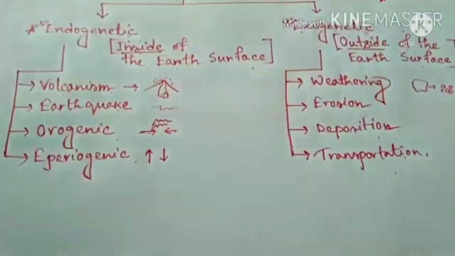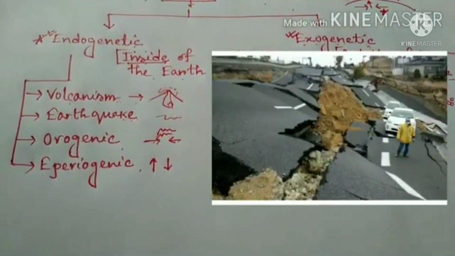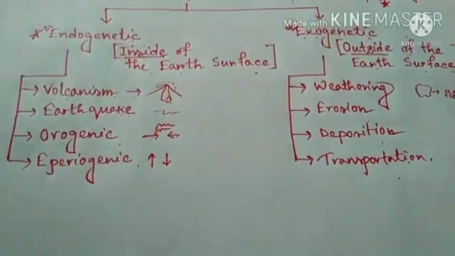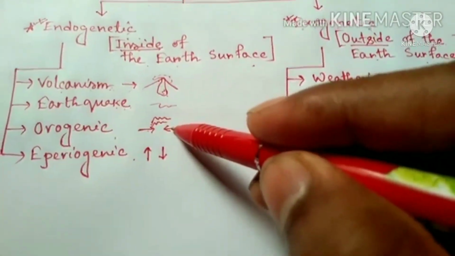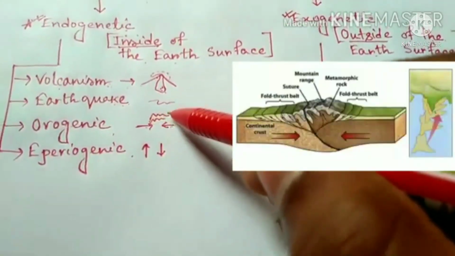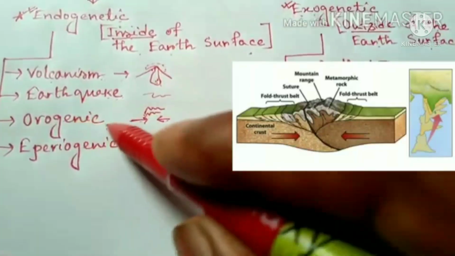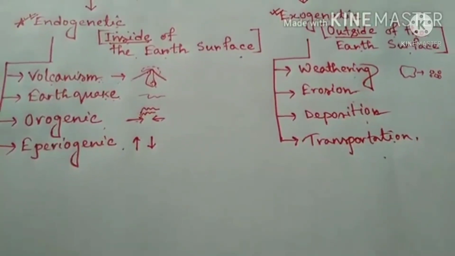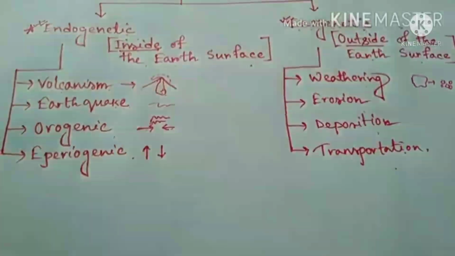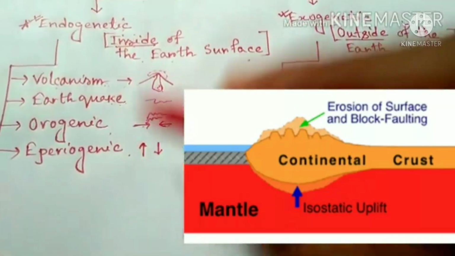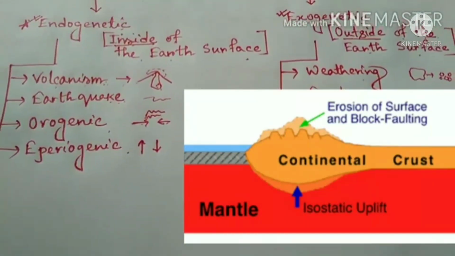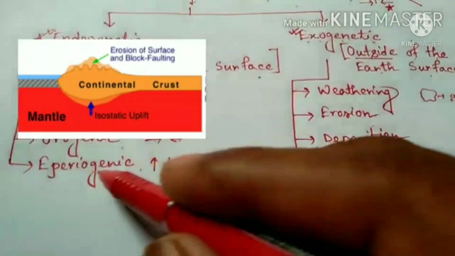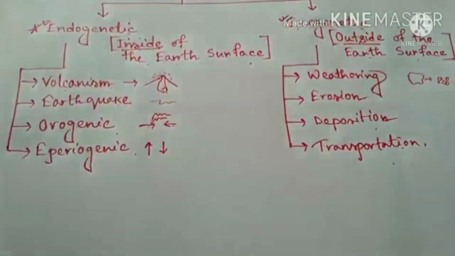Secondly, the earthquake. Hope you all know, shaking of the earth's surface is basically called an earthquake. Next one, the orogenic movement, that means when two plates collide with each other, there is formation of a mountain. Such a process is called the orogenic process. For example, the formation of the Himalayan mountain. Epirogenic processes mean when plates move either upward or downward, suddenly a block of land goes upward. Such a process is called the epirogenic process.